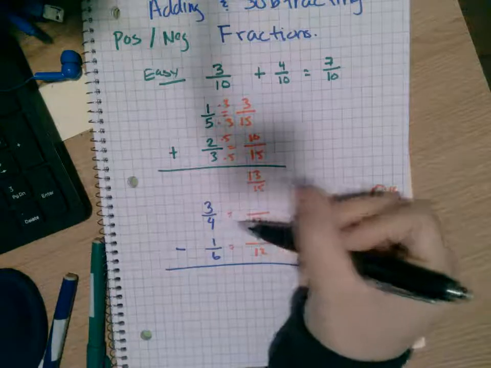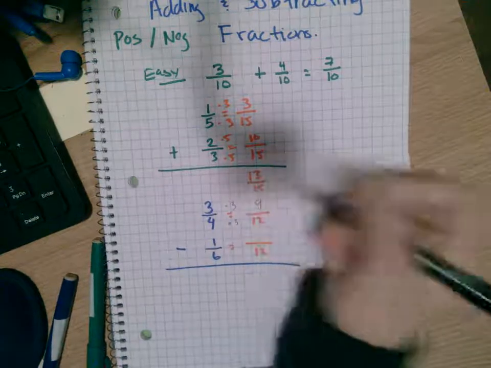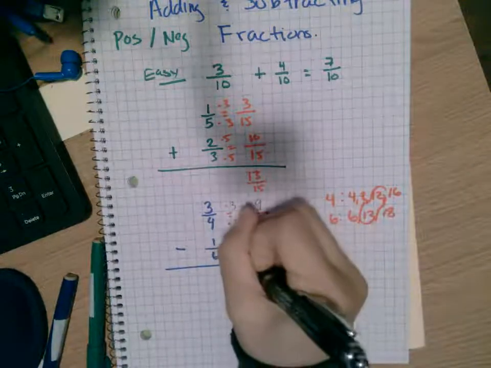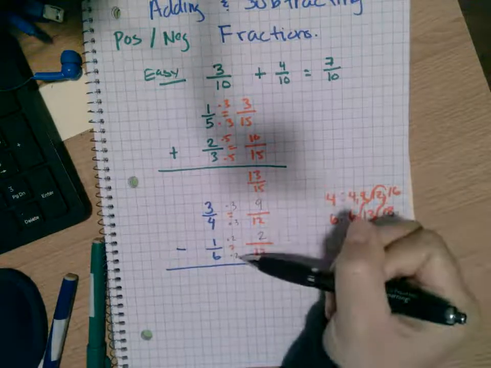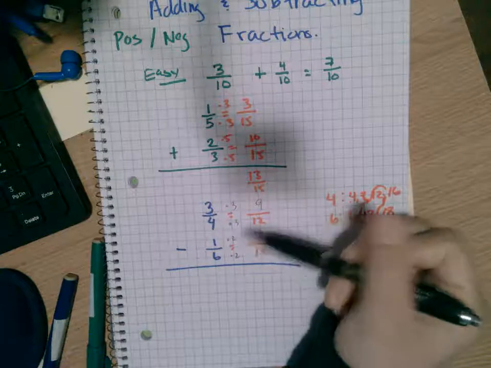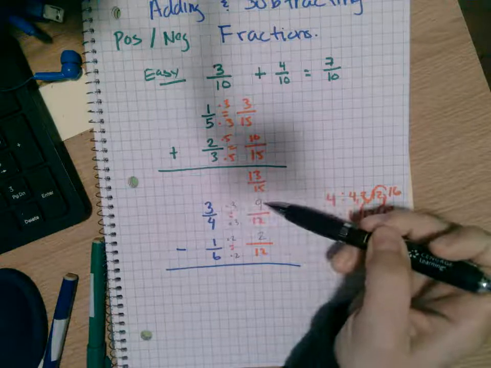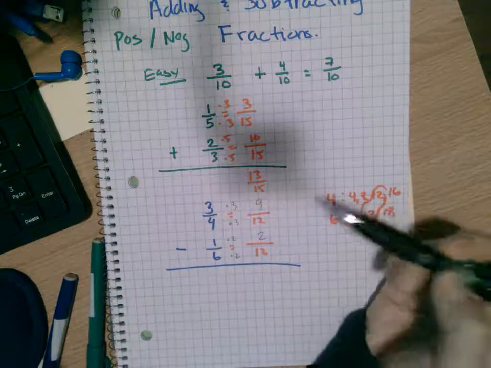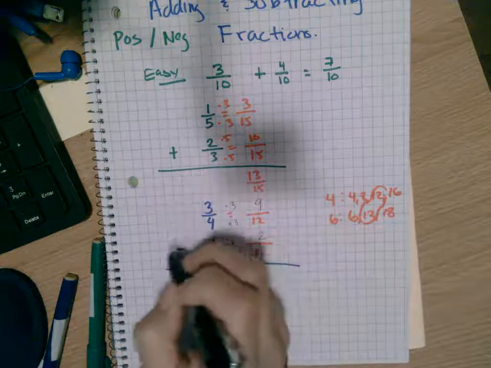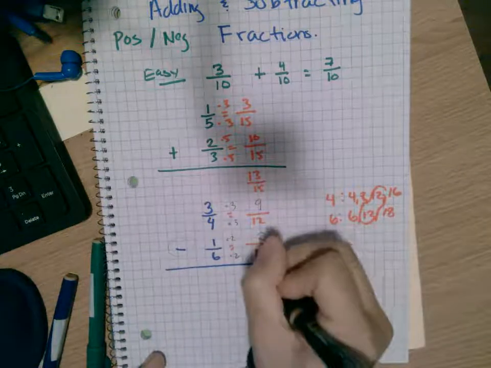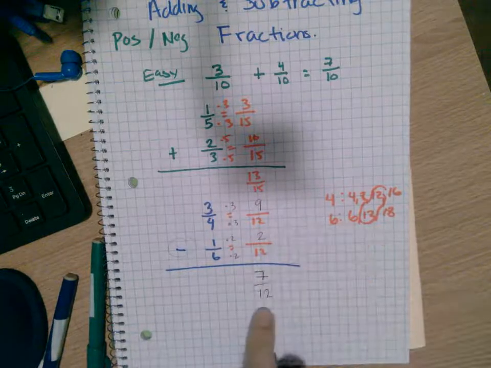So then you ask yourself, 4 times what is 12? Times 3. So 3 times 3 is 9. 6 times what is 12? Times 2. So 1 times 2 is 2. Whatever you do to the bottom number, you've got to do to the top number. Some students forget and they'll just carry these numbers over. They'll be like, oh, it's a 3, let's keep it a 3. And it's like, no. Do not. If your denominators change, your numerators will change. And since this is a subtraction, we go 9 minus 2. That gives you 7. Your denominator stays the same. Do not do anything with your denominators.